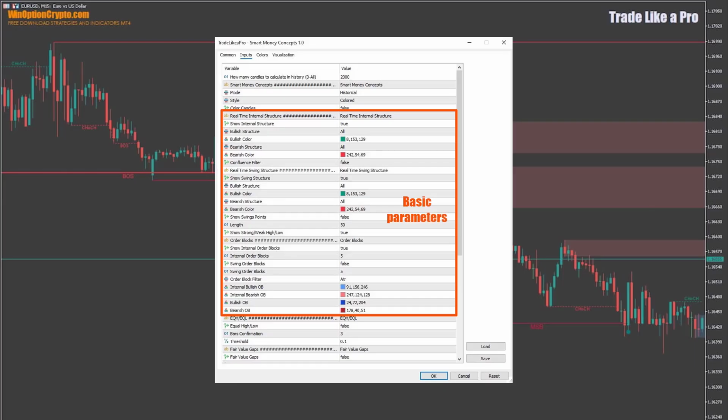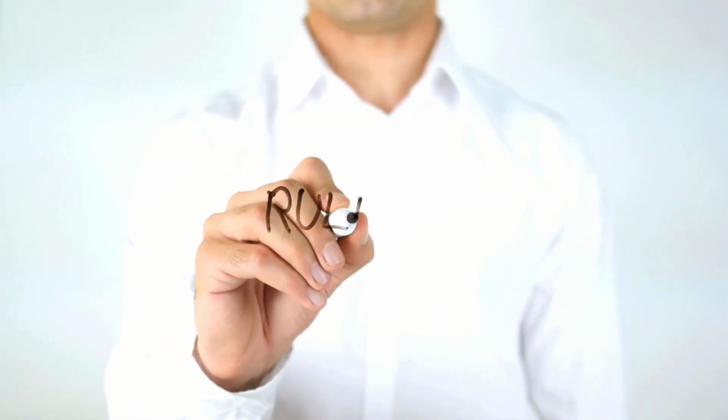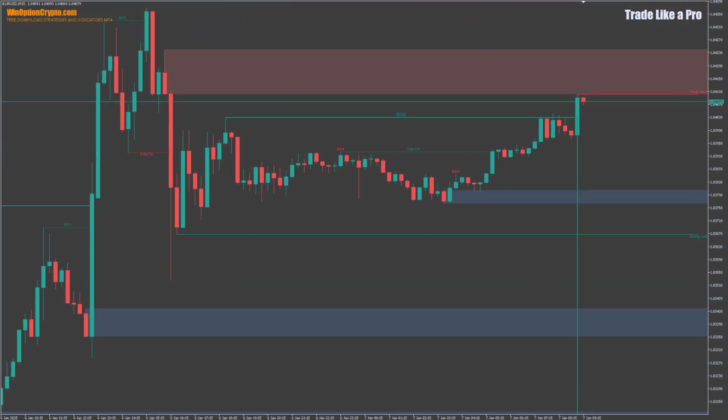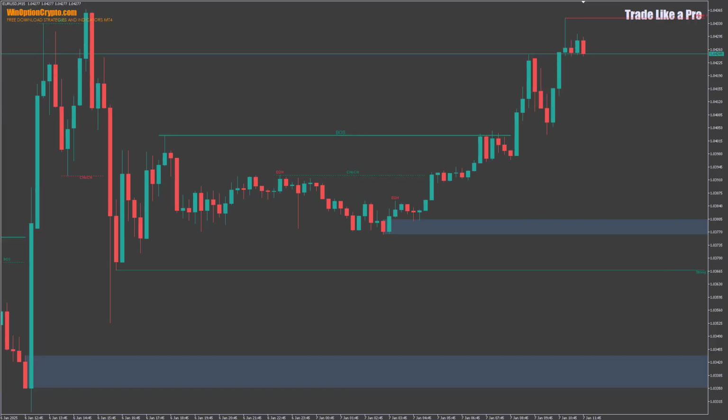The main ones are highlighted on the screen. Here you can adjust the color and display type of structural market elements, order blocks, imbalances, and much more, which allows you to identify market patterns more accurately. And now let's look at the rules for trading binary options using this strategy. Trades with this professional system should be opened at the very beginning of a new trend, in what is considered the safest part of the price movement.